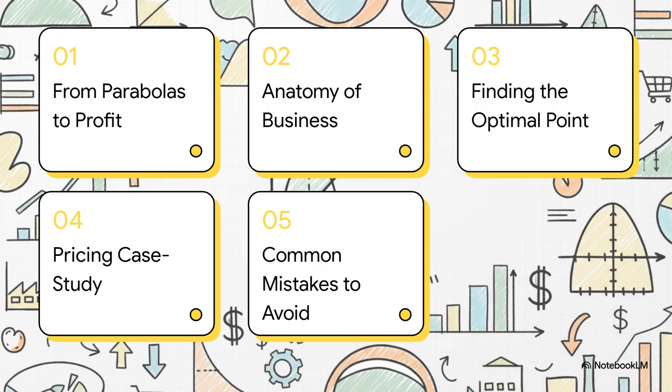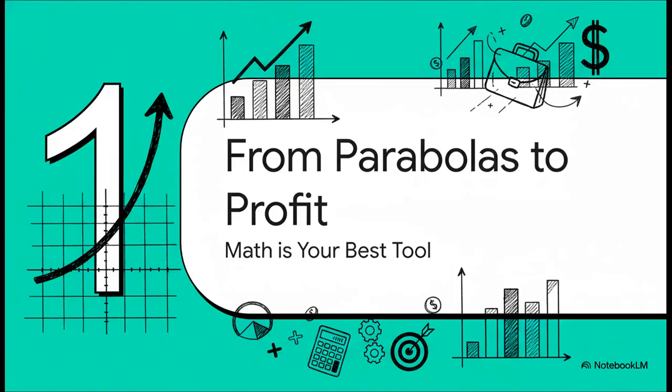Okay, here's our roadmap for today's lecture. First, we'll build that bridge between the concept of a parabola and the goal of profit. Then, we'll dissect the anatomy of a business model using something called the quadratic function as our guide. After that, we'll get into the nuts and bolts, the mechanics of actually finding that optimal point. Then, we'll put it all to the test with a real-world pricing strategy case study. And finally, and this part is absolutely crucial, we'll go over the common mistakes to avoid so you can apply this technique accurately and confidently.